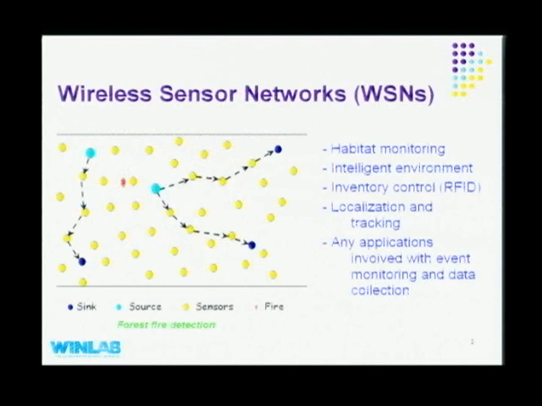So I would say sense network is not new anymore, at least to us. Everywhere involving data, sense networks can find their applications, like habitat monitoring, intelligent environment, and inventory control. So this is a very straightforward example of the sense network being applied to forest fire detection. When the forest fire takes place, the source node, in light blue, will detect the fire, collect the data and transmit the data back to the sink node, which is in deep blue.